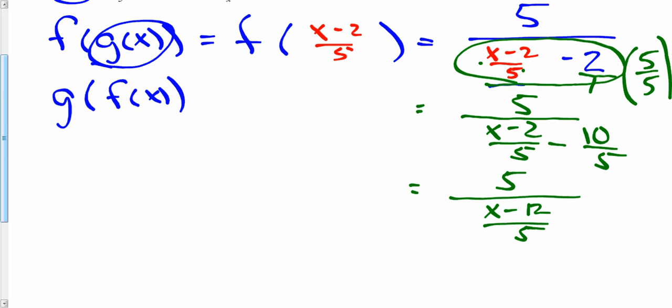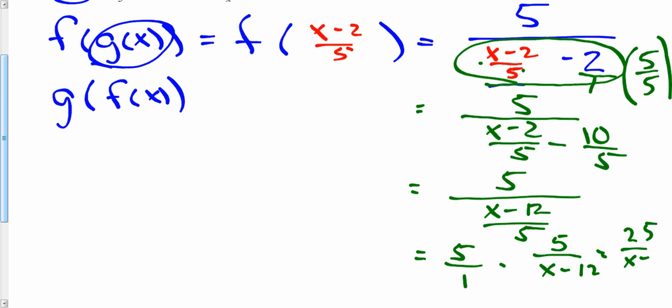over 5. Now I got a number divided by a fraction. How do I do that? Thank you, Dawson. You don't say the exact right thing by taking a guess. So I multiply by the reciprocal of the denominator, which is this. Which equals, what does this give me? 25 over x minus 12.